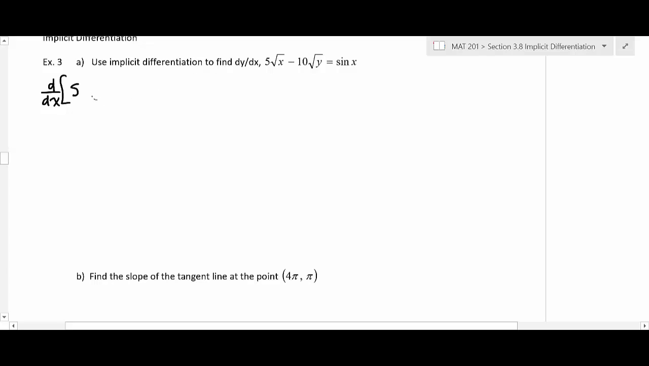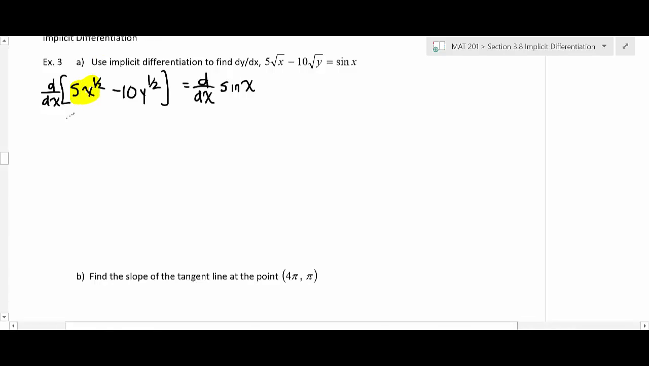Now what I'm going to go ahead and do is I'm going to write that as x to the 1/2, and I'm going to write that as 10y to the 1/2. And then the right side, I'm just going to do the derivative of sine x like that, because you know you're going to do a 1/2 power when you're doing the radicals anyway, okay? All right, so let's just kind of do each piece very carefully, all right?